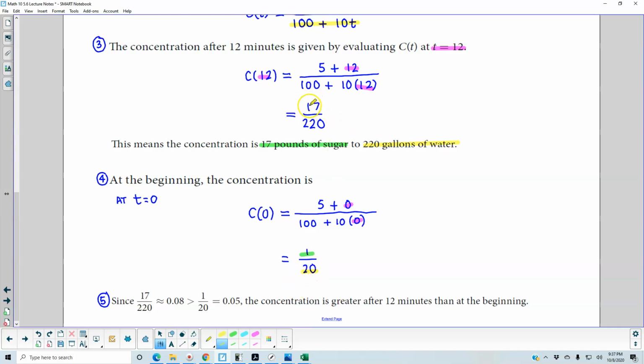Now, if we find the decimals for both of those, 17/220 is approximately 0.08, and 1/20 is equal to 0.05. So we can see that 0.08 is greater than 0.05. Therefore, the concentration is going to be greater after 12 minutes than at the beginning.